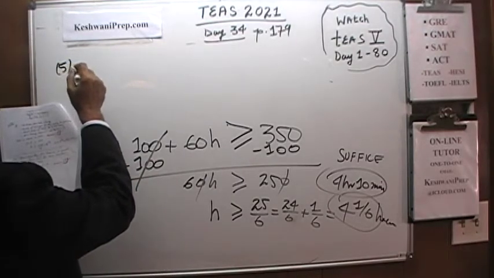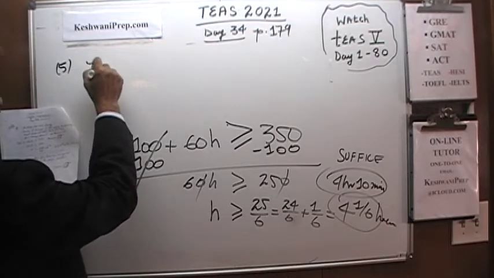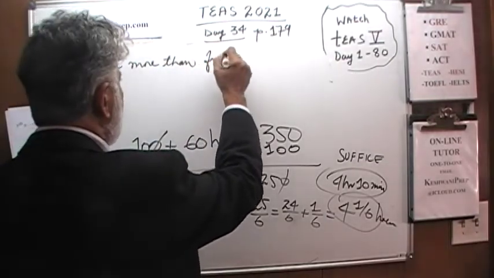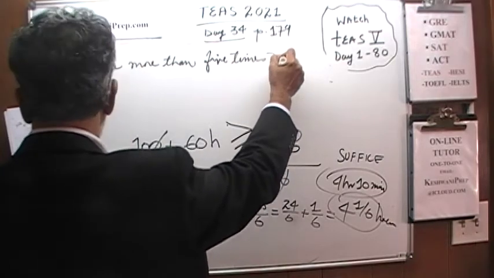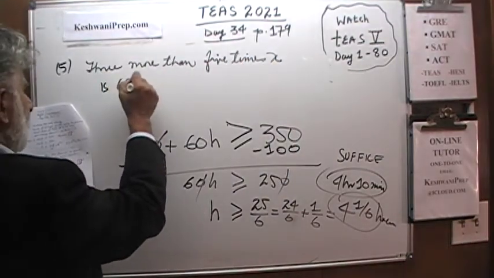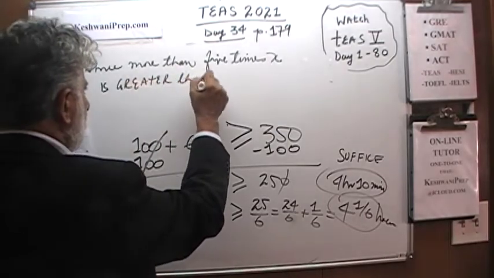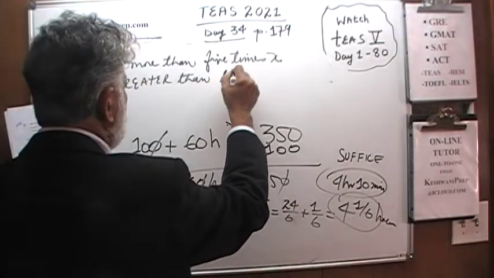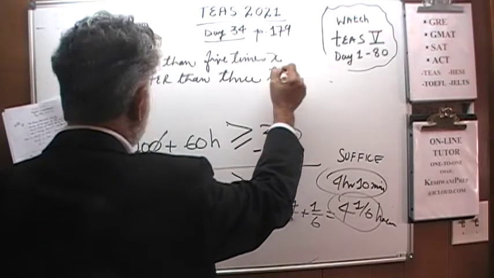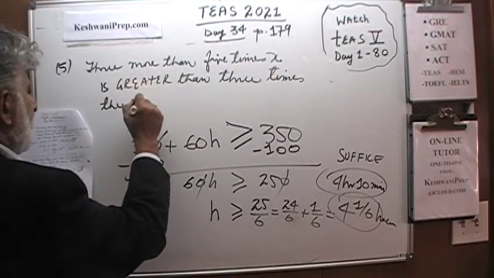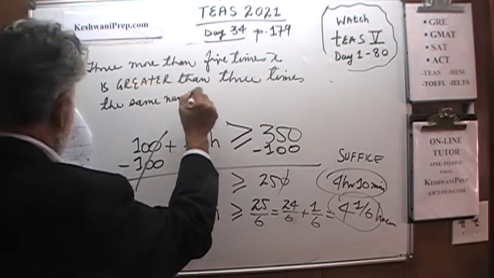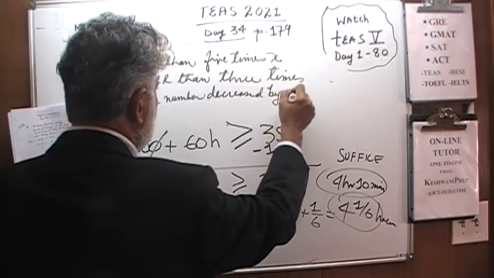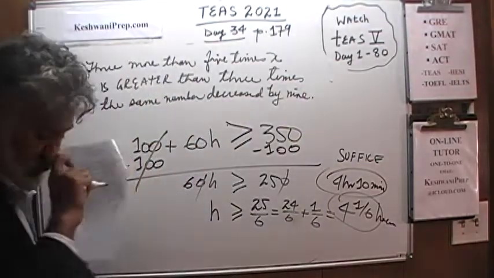Number 5 says 3 more than 5 times x is greater than, again the inequality part, is greater than 3 times the same number decreased by 9. What does it mean? It's mumbo jumbo.